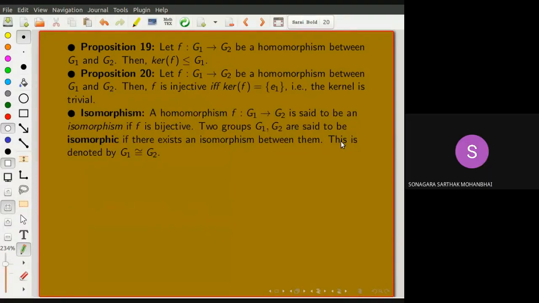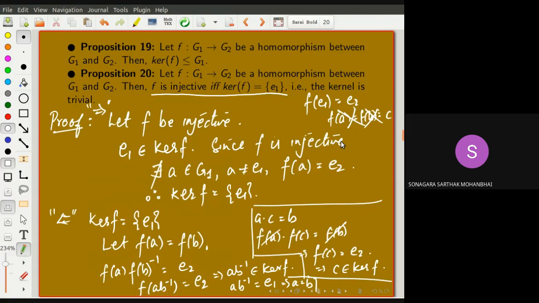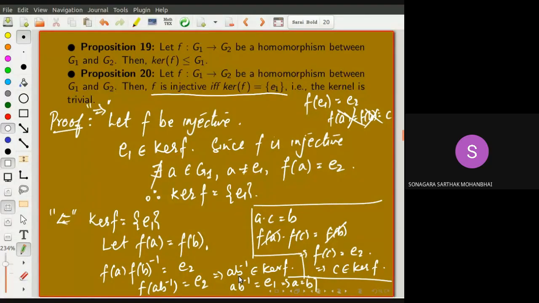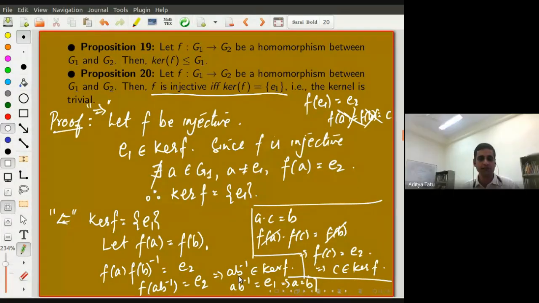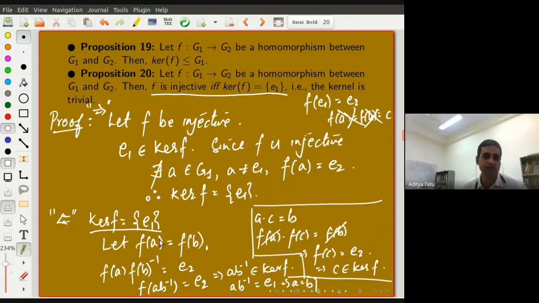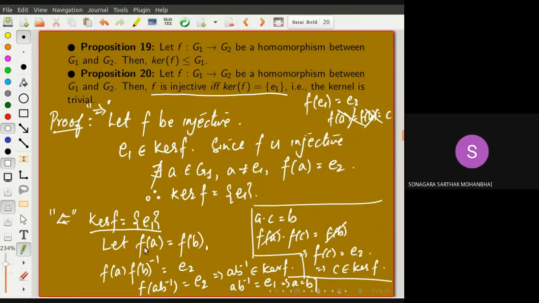Sir, I didn't understand how AB inverse equals E1. Okay, so if F maps AB inverse to E2, what can we say about AB inverse? It belongs to the kernel of F. Now, what is the kernel of F? What do we know about the kernel of F? The only element in the kernel is the identity, so therefore AB inverse has to be the identity.